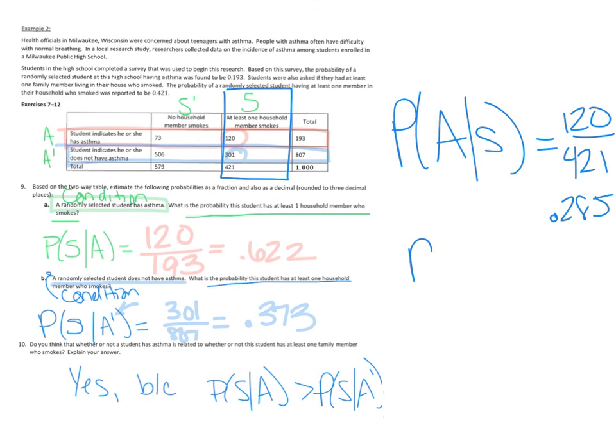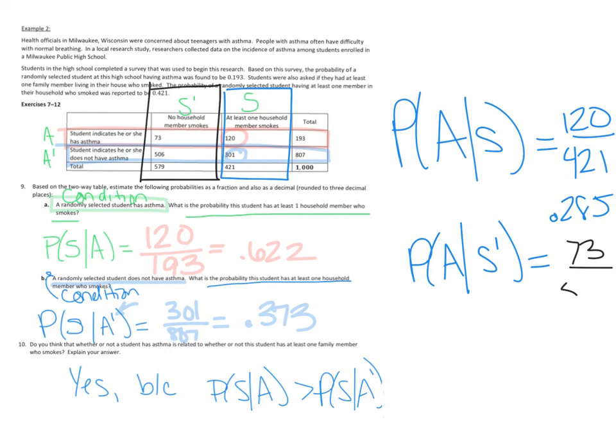0.285. And what if I did the probability of having asthma given not smoking? Let's see how these compare. Again, the condition now would be not smoking, so I'm going to look at this box right here, because that's my condition. How many people have asthma in there? 73 out of how many people? 579. So 73 divided by 579 gets me 0.126. So again, this is another reason to say that smoking definitely impacts someone having asthma, because this one is bigger than this one. So that's again how you can do conditional probabilities with two-way tables.